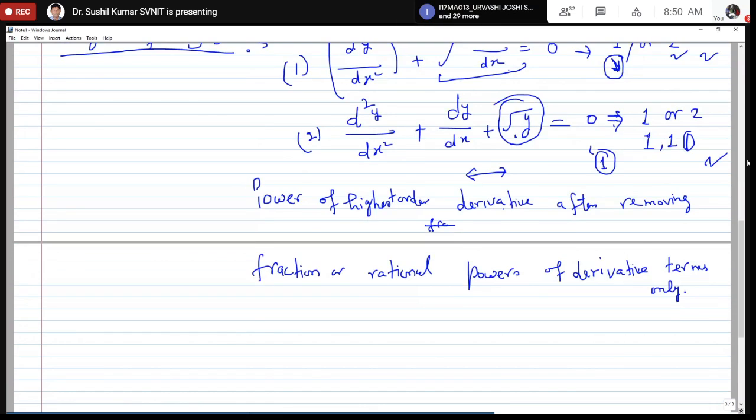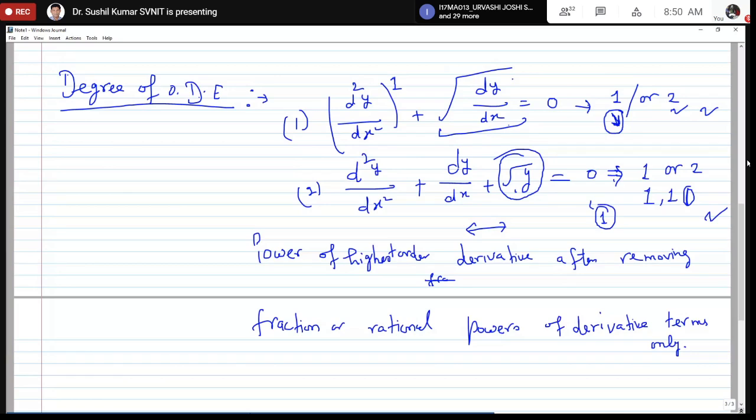So that's why in the first case, if you remove the power of this first term, then the power of this second term will be 2. It is a decimal power here, it is 1 by 2. That's why the degree of the first equation is 2. This is the correct answer. This is wrong. So this 2 is the correct answer.